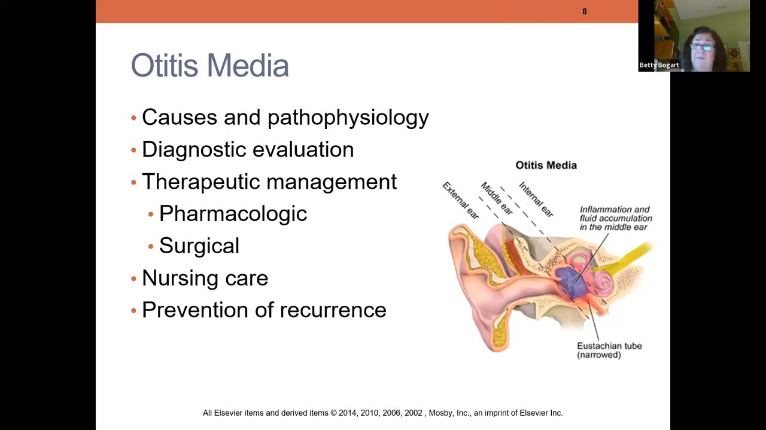Because why do we medicate for fever? Because they hurt, they feel terrible, and we want them to eat or drink, okay?